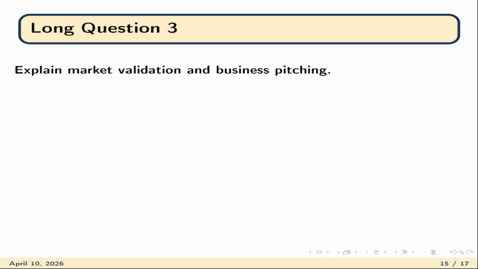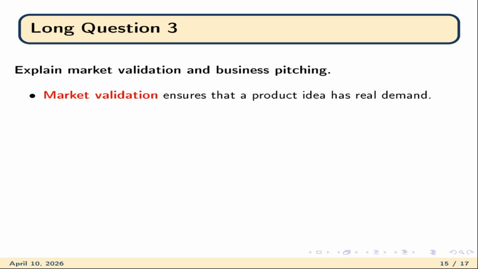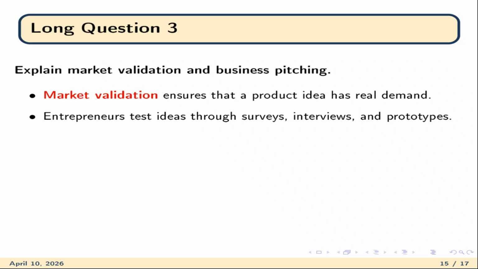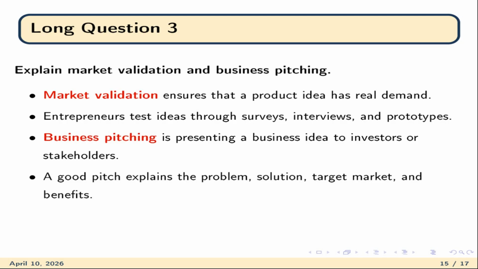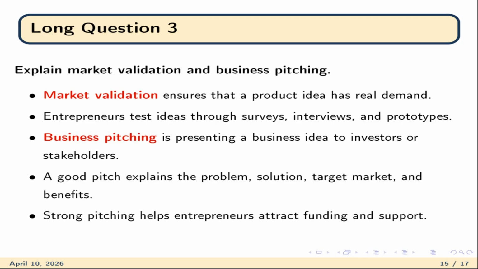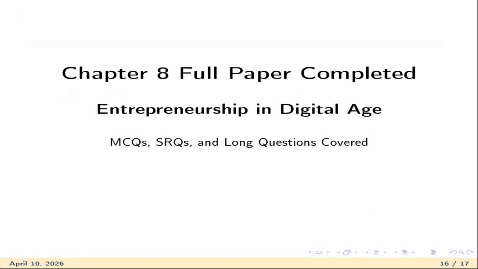Question number 3, explain market validation and business pitching. Market validation ensures that a product idea has real demand. Entrepreneurs test ideas through surveys, interviews, and prototypes. Business pitching is presenting a business idea to investors or stakeholders. A good pitch explains the problem, solution, target market, and the benefits. Strong pitching helps entrepreneurs attract funding and support.